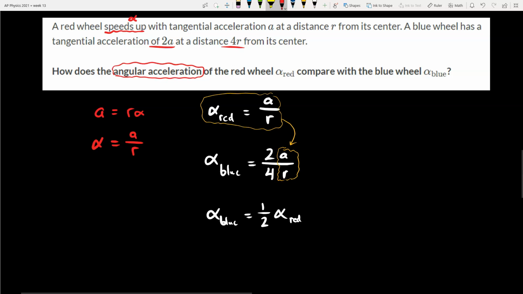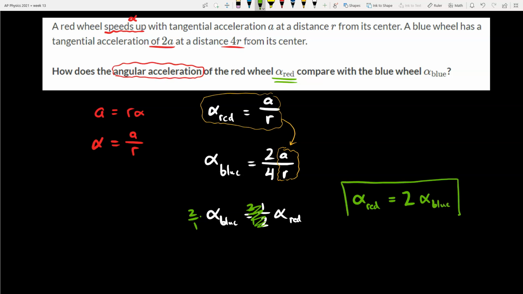But again, take a look, and this was, it wanted us to solve for alpha of the red. That's what it wanted us to compare. So I would now get alpha red all alone. I would multiply both sides by this reciprocal right there. Right, these cancel, and I would be left with alpha red is equal to 2 times or double alpha blue. And that's my answer that I'm looking for.